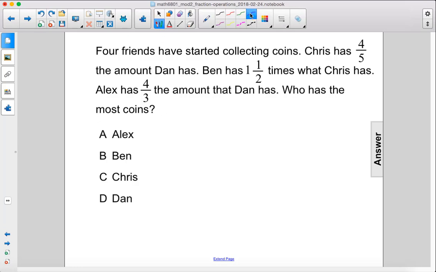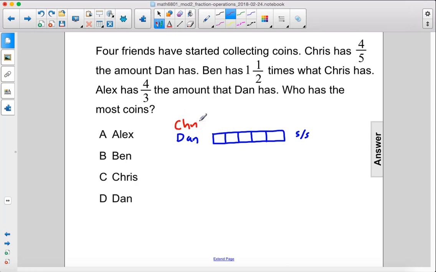Alright, so this is a lot of information, so let's just begin with the very first piece. Chris has 4/5 the amount Dan has. So Chris has less than Dan. But let's start with Dan. Because if Chris has 4/5 what Dan has, that means Dan has 5/5. So we can take this box and say, this is Dan's amount. So we can divide this up into fifths. So Dan has 5/5. Chris has 4/5 of this.